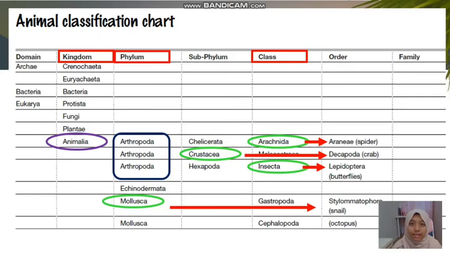So as a summary, animals without a backbone have 2 phyla, which are Arthropoda and also Mollusca. Arthropoda has 3 classes, which are Insecta, Arachnida, and also Crustacea. And for the mollusks, only 1. Why are mollusks different from Arthropoda? Because they don't have an exoskeleton, they don't have a segmented body, and they don't have jointed appendages.